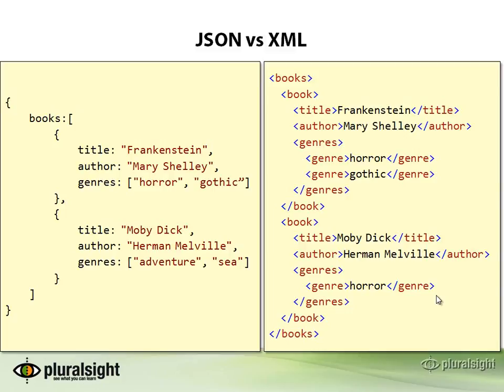Here's an example comparing the same data formatted in JSON on the left and XML on the right. Some things to note are that the JSON version is substantially less verbose, and most people consider it more human readable. It's also simply pure JavaScript code, so it's very simple to take some JSON data and deserialize it in JavaScript.